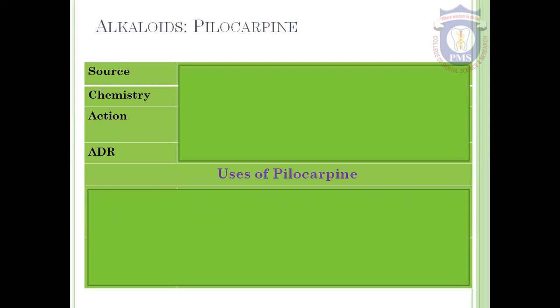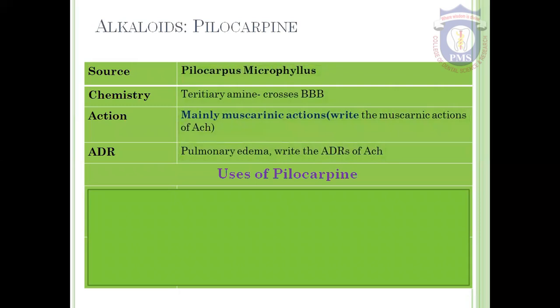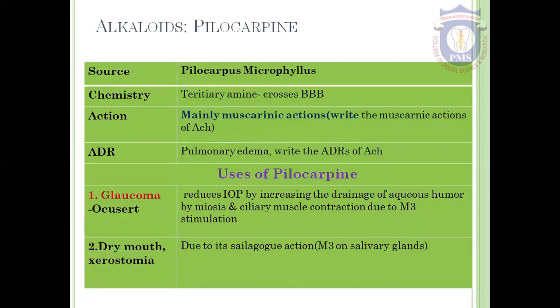Then there is another agent, that is pilocarpine. Chemically it is an alkaloid. It is obtained from Pilocarpus microphyllus. Chemically, it is a tertiary amine. It can cross the blood-brain barrier. It mainly has the muscarinic actions. Then the adverse drug reactions include pulmonary edema, and it also includes all other adverse drug reactions of acetylcholine.